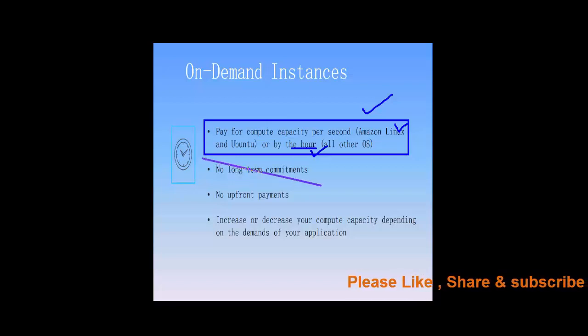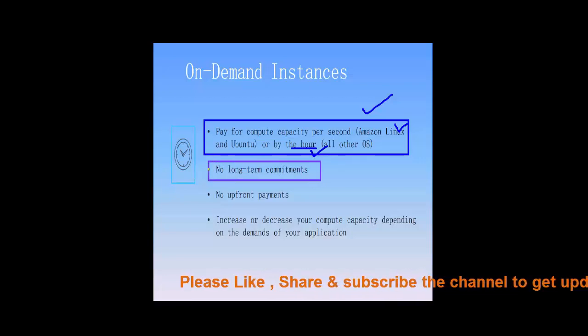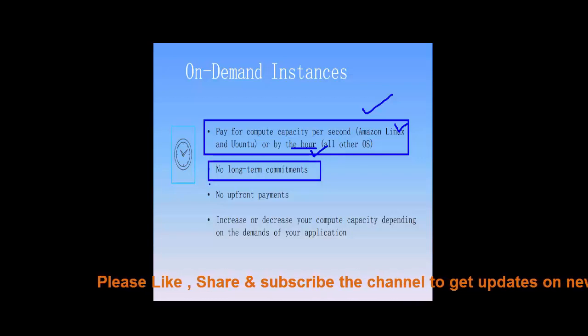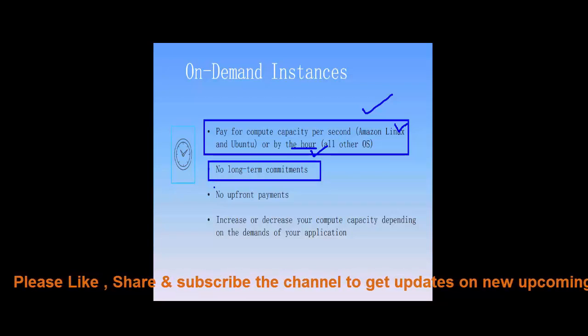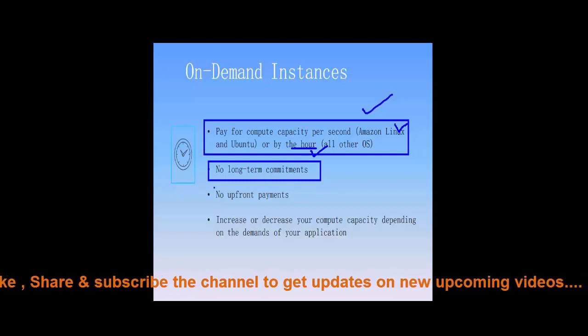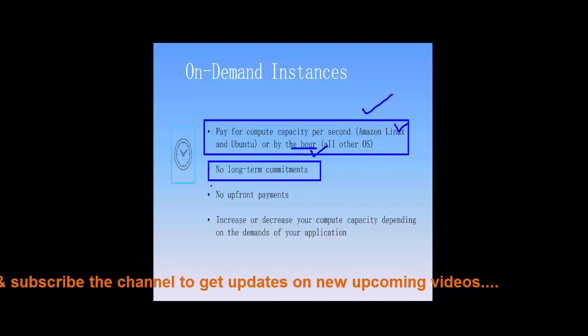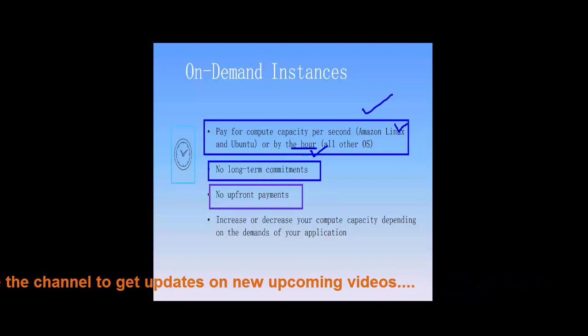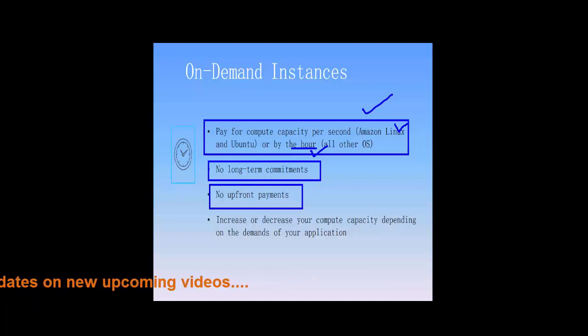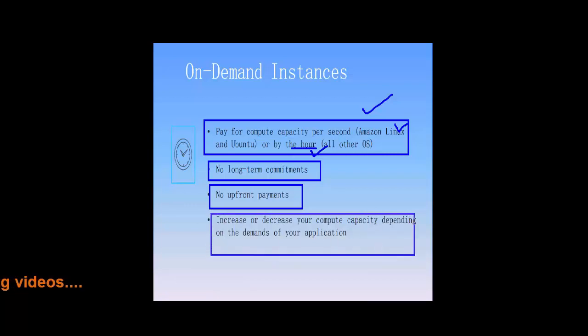No long-term commitment. I will use this particular capacity for this time. Suddenly it can be scaled up, suddenly it may require scale down. Main benefit, no upfront payment. Use it for 4 hours, use it for 10 hours, use it for 1 month, and pay on an hourly basis. After using it, pay as you use. So this is scalability, scale up and scale down depending on your application. That is the on-demand instance.